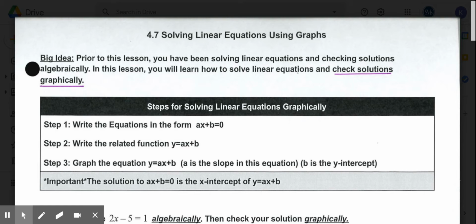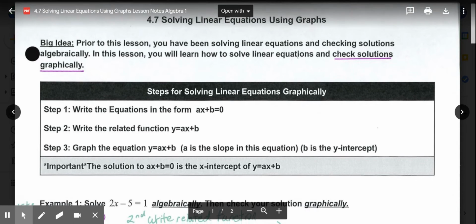the solutions algebraically, meaning you could plug in one of the coordinates or ordered pairs into the equation to make sure that it works. Now in this lesson, we're going to look at how to use the graphing aspect to check the algebraic solutions. So we'll be solving them and then checking it graphically, rather than checking it algebraically.